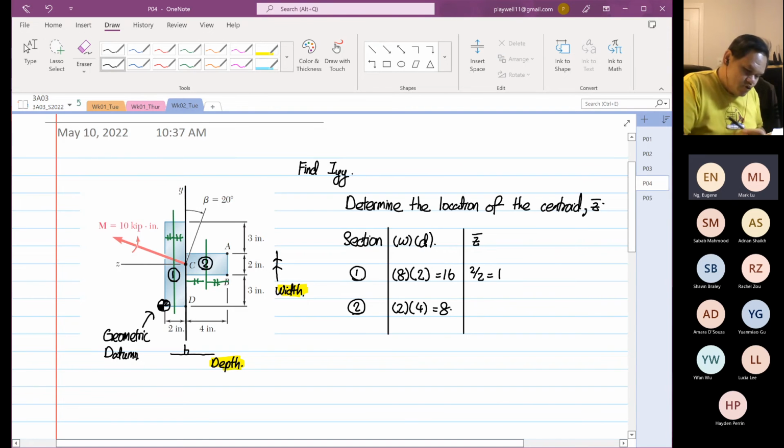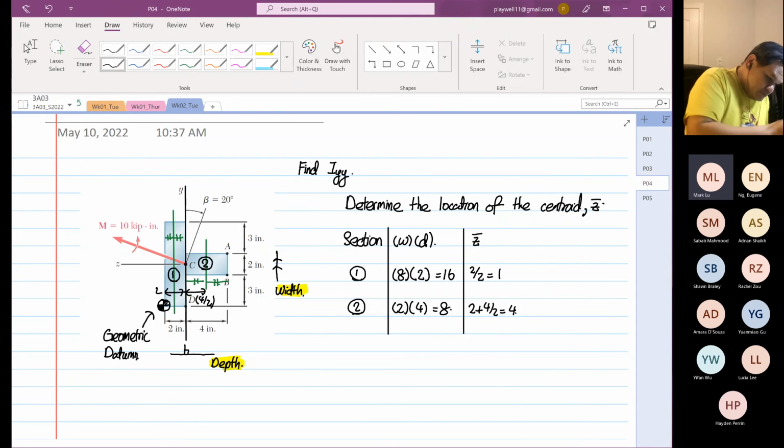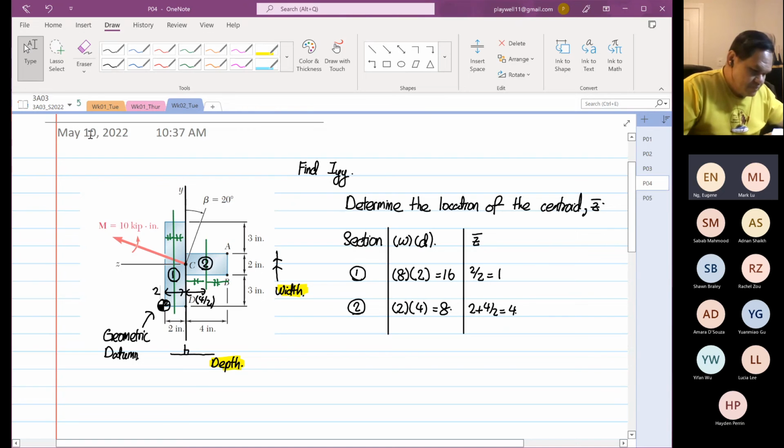And then for section 2, it is 2 plus 4 divided by 2. Okay, so this is equal to 4. Why? Because the distance from here to here, this distance is 4 divided by 2, and the distance from here to here is 2. Okay. If anyone has question, please stop me. Okay, then I will repeat again if it's not clear.